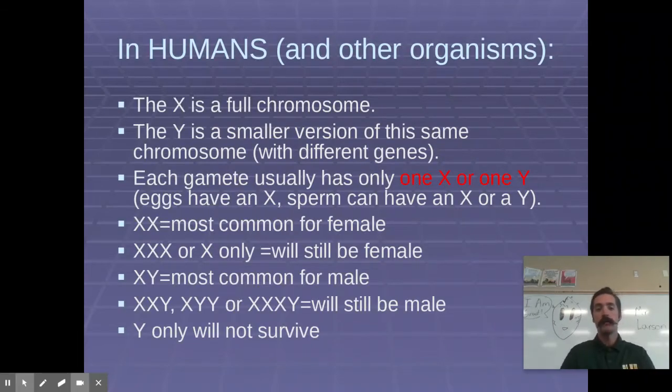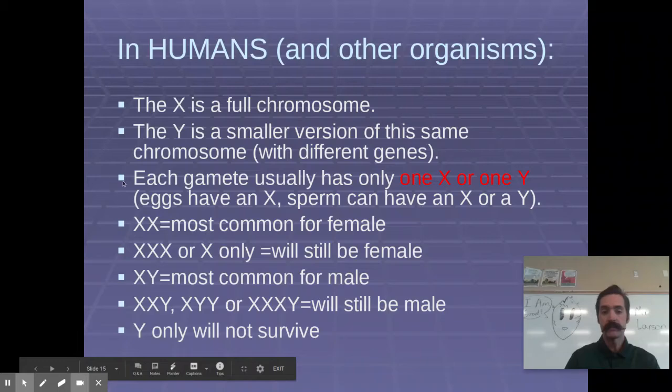So in humans, X is the full chromosome, Y is kind of the smaller version. We'll see a couple examples here. Each gamete, each egg cell, each sperm cell either has an X chromosome or a Y chromosome. Now, every single egg only has an X chromosome, while sperm can either have an X or a Y. We'll talk about that here in a little bit, why that is the case, where what is coming from the female always has an X chromosome, and what is coming from the male can either have an X or a Y chromosome.